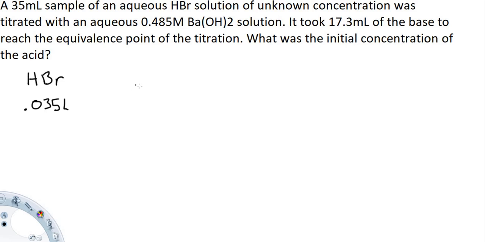And next I am going to write out what we have for the base, which is Ba(OH)2, and that's very important, the 2 here, because this is a strong base, when it fully dissociates, there are going to be 2 OH minuses that come off of this compound.